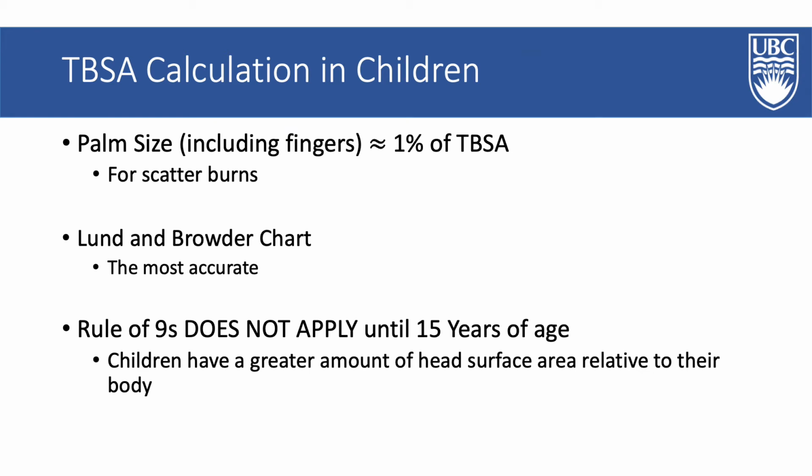For children, to evaluate TBSA burned, we utilize either the palmar method or the Lund and Browder chart. The rule of nines does not apply to children 14 years of age or younger. This is due to children having a greater proportion of their TBSA allocated to their heads relative to the rest of their bodies. The conventional rule of nines would lead to a poor assessment of TBSA injured.